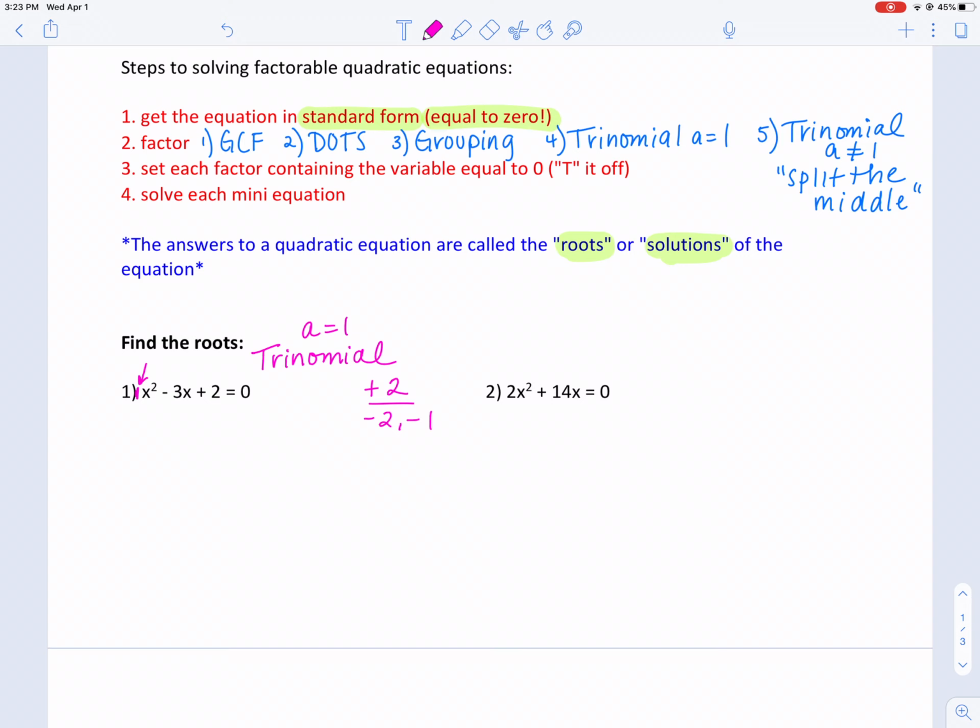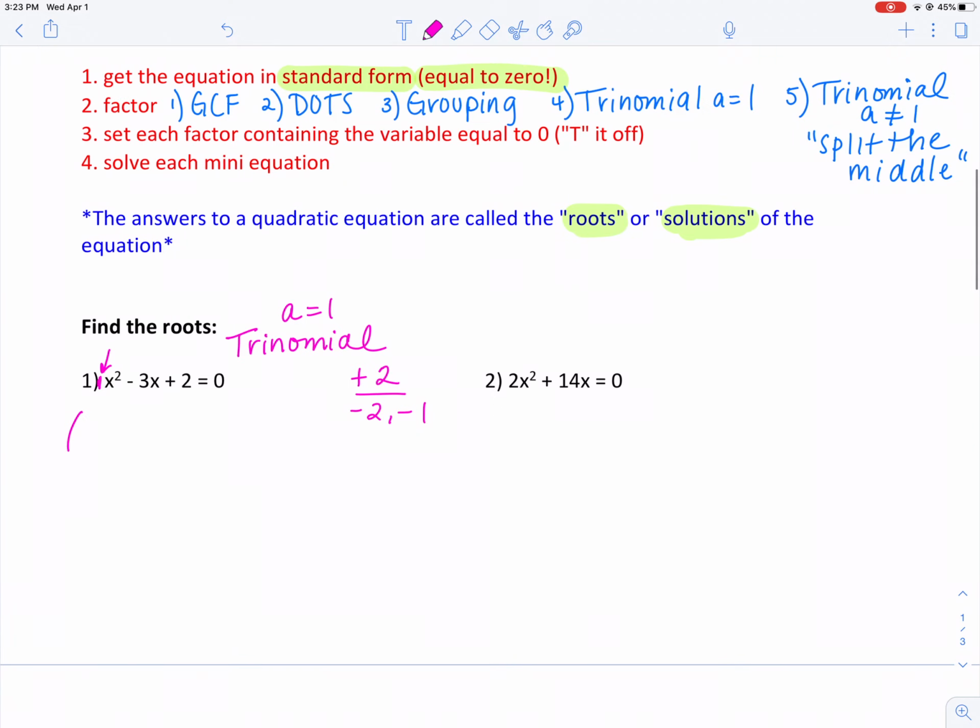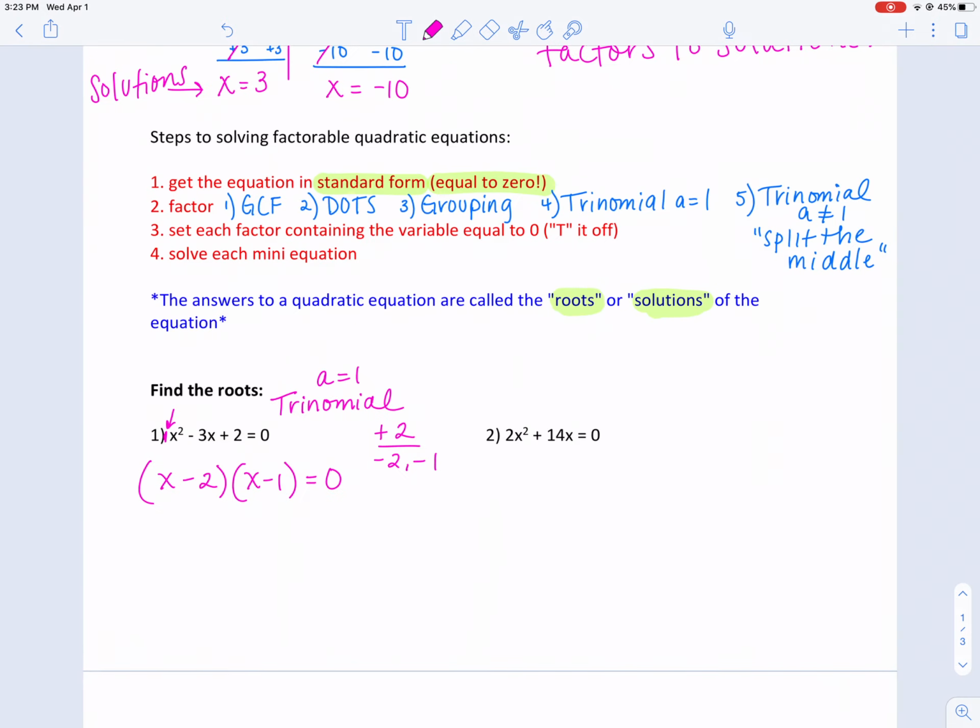They multiply to a positive and they add to a negative. So watch, I open up my 2 parentheses and I do an x minus 2 in one of them and an x minus 1 in the other. But you can't forget that equals 0.